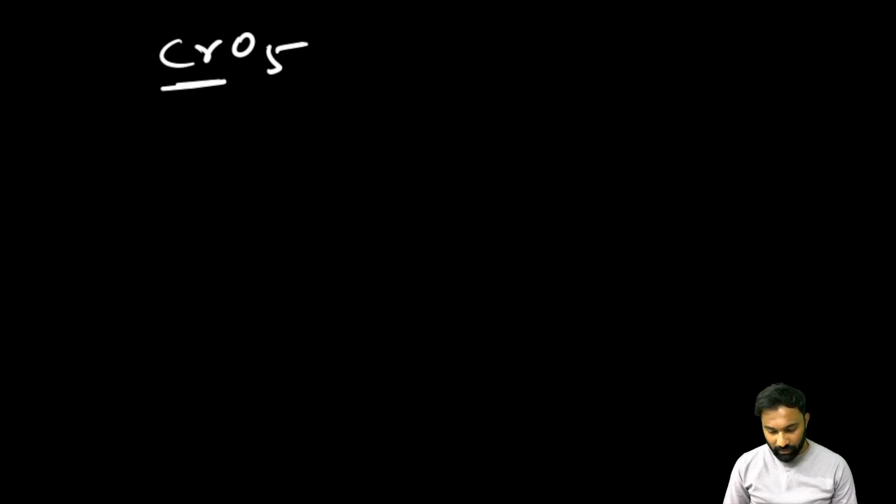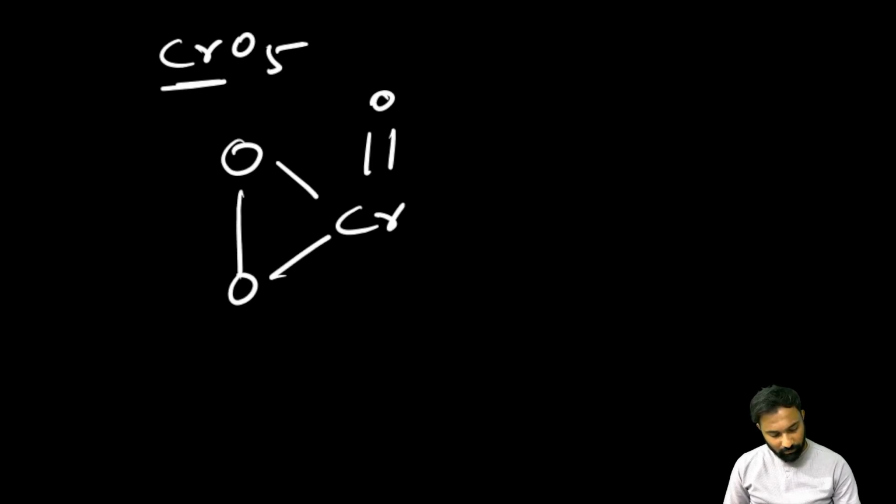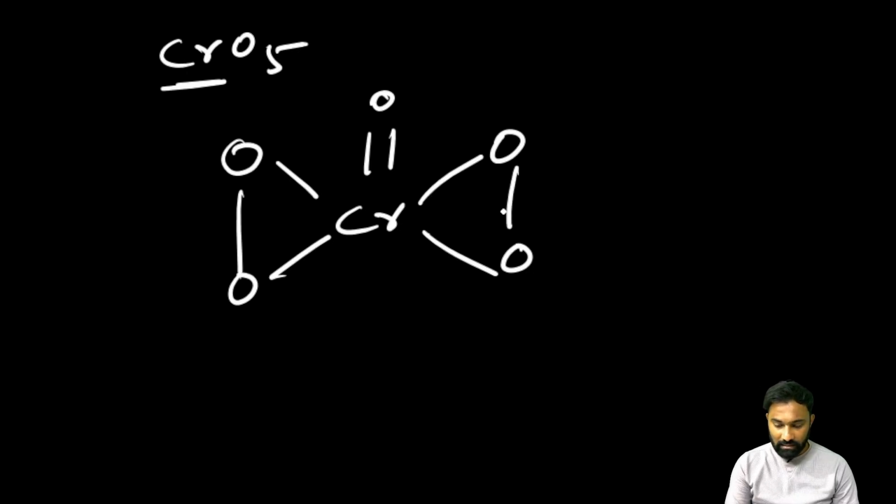In CrO5, the chromium will exist in the form of the butterfly structure like this. Right? Now with the same question I will explain with another example so that it will be clear for you.